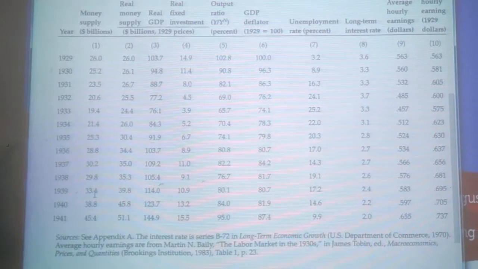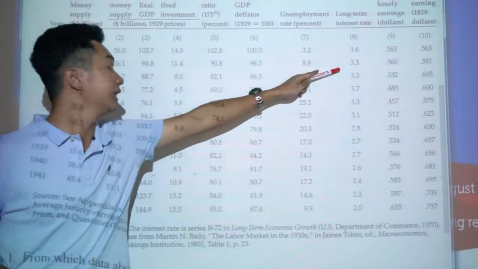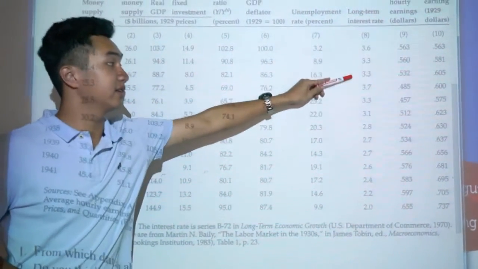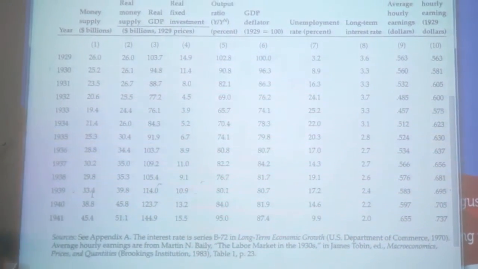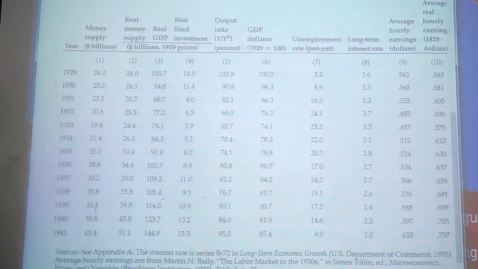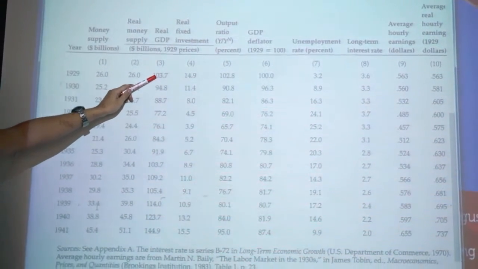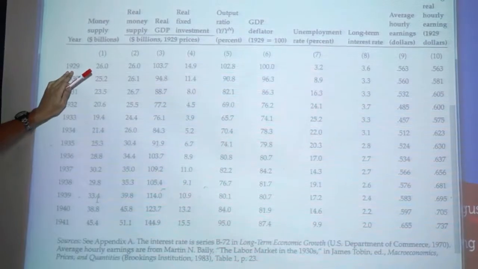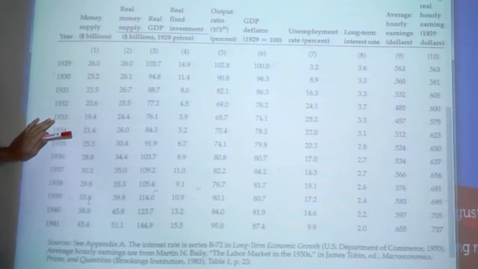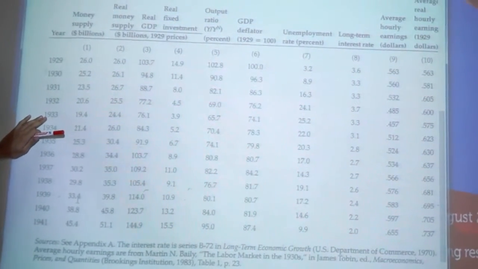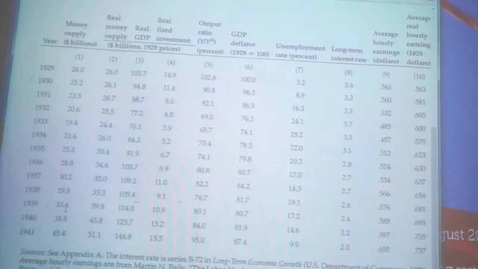About question 2, about the shape of the IS curve, we can see here the long-term interest rate is 3.3 in 1930, in 1931, and in 1933. Based on those data, we can say that the interest rates somewhat stay the same, but the real GDP and the real investment decreased rapidly from 1929 to 1933. So with the interest rate fixed, the real GDP and the real fixed investment decreased. So we can say that the IS curve shifts to the left.